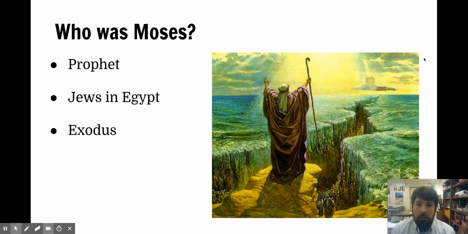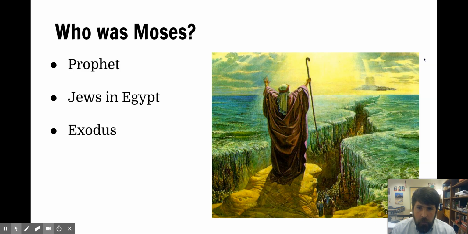So remember, a prophet is somebody who's able to talk to God. And in this case, God spoke to Moses and said, these are the steps you need to take to get the Jews out of Egypt. This is an example of how the Hebrew God gets involved in the history of the Jewish people. And this process of leading the Jews out of Egypt and getting them out of slavery was called Exodus. And that's why the book that the story is told in is called Exodus.